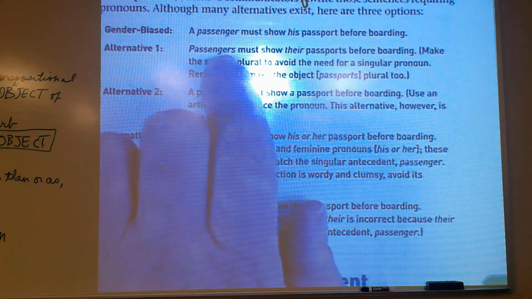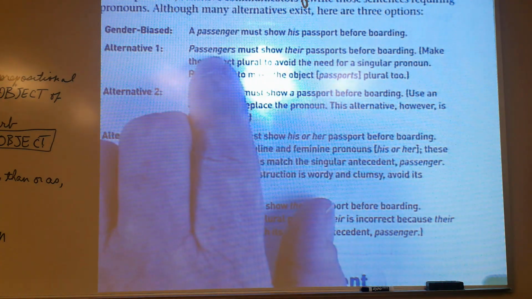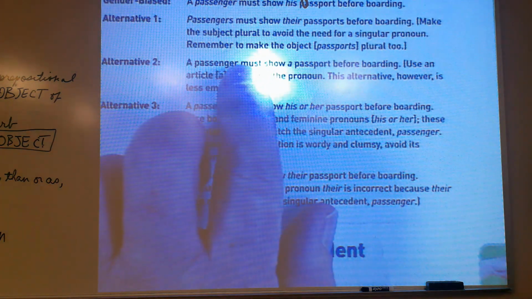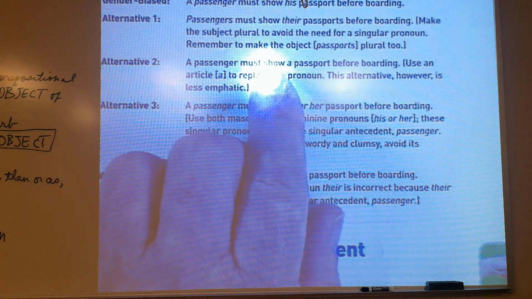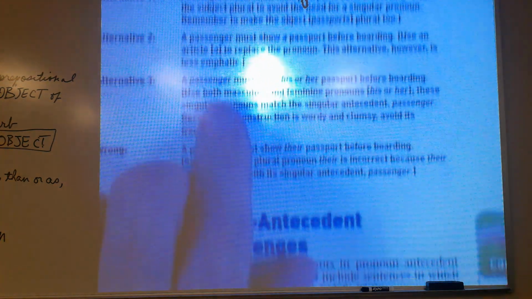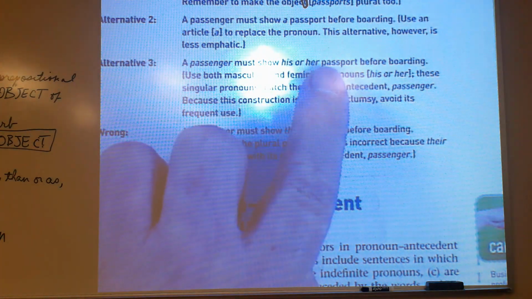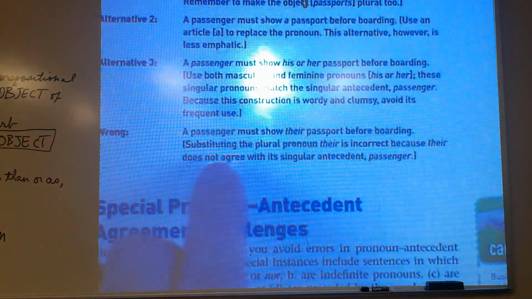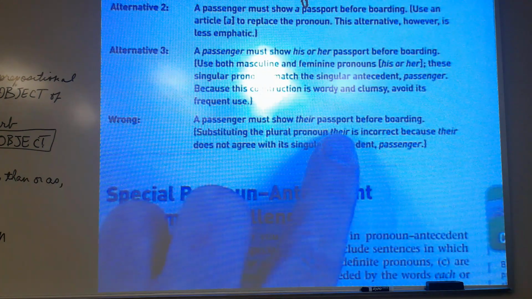So we can say passengers must show their, that's a plural pronoun to refer to the plural noun, passengers. Another alternative is a passenger must show a passport before boarding and not use any pronoun to refer to it. A passenger must show his or her. So his or her are singular pronouns referring to the singular antecedent passenger.